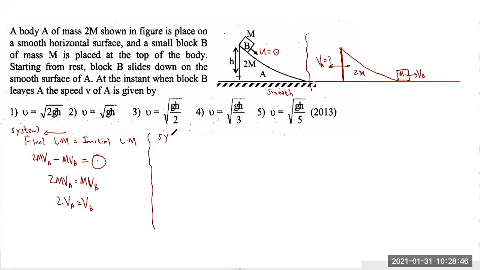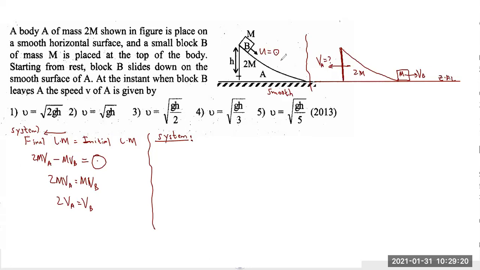Now, for the entire system, let's consider energy. Potential energy of B has reduced. Potential energy of A doesn't change because A is moving horizontally. Its potential energy can't change. But B's potential energy has changed, and that initial potential energy of B is the only energy left in the system if you take this as your zero potential level.